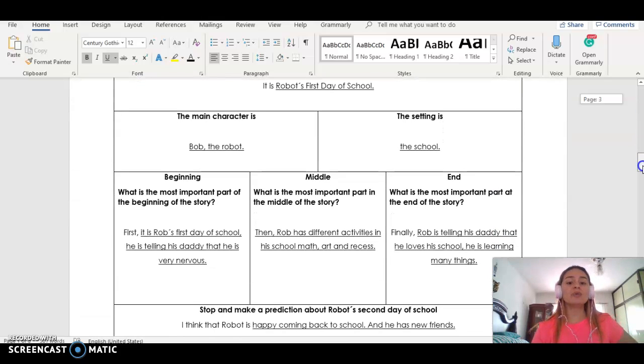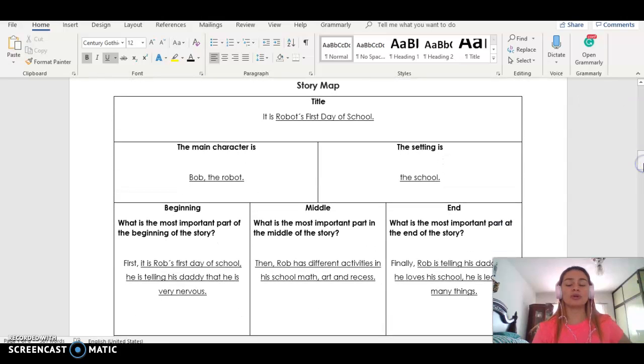So here we have the answers of the story map about the story from Robot's First Day of School. We have here some possible answers, but I don't want you to worry if you don't have the exact words that we use in the examples. If you say the same in different words, it's super okay. Don't worry. So, title: Robot's First Day of School.